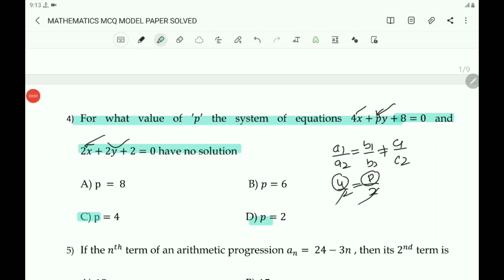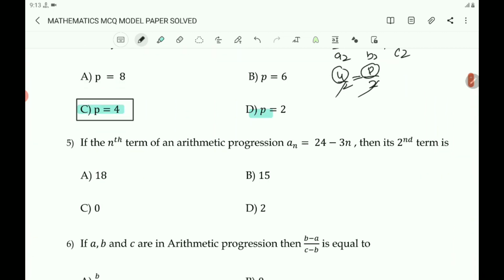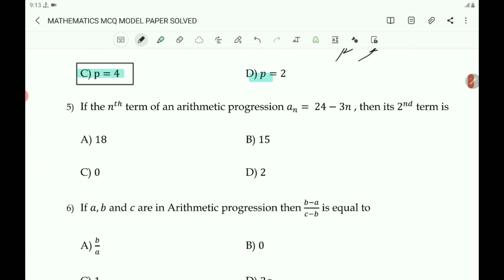Therefore option C is the answer, that is P equals 4. Option C, P equals 4 is the answer. Next let us take the fifth question.